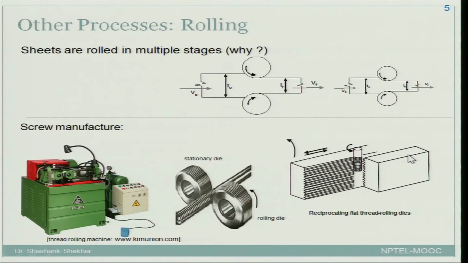What are some other processes and what is the science that may be involved over here? Another process that you may be very well aware of is rolling. Rolling is extensively used in several industries, including the steel industry. The sheets over there are rolled in multiple stages. There is a reason behind it. The outcome is that you are able to get very flat sheets of very high accuracy. You wouldn't be able to do that in a single stage.